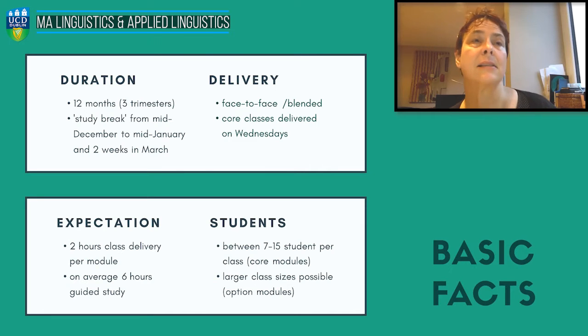Normally we deliver our classes in a face-to-face environment, but we also have blended classes. Our core classes in the MA in Linguistics and Applied Linguistics take place on Wednesdays in the morning and in the afternoon. What can you expect in terms of classes? Now, all of the classes have a 2-hour face-to-face component, and we expect you on average to work 6 hours a week per module. That involves reading, doing exercises, and so on and so forth. Most of the classes have between 7 and 15 people, and that relates to the core classes. In the option classes, you might have a larger cohort, simply because we don't run all of these option modules.